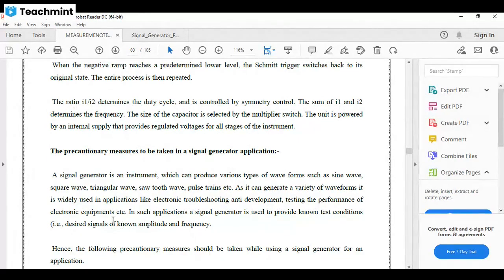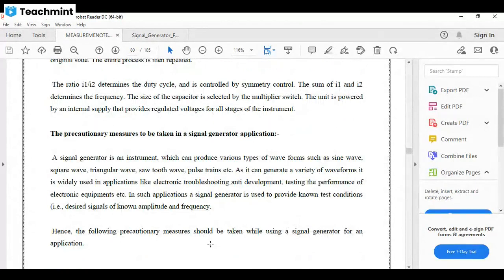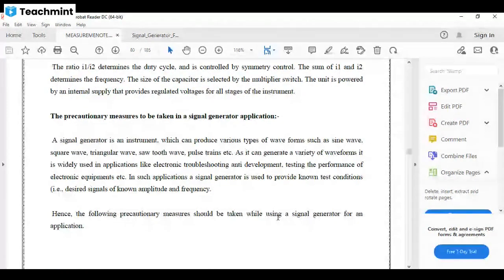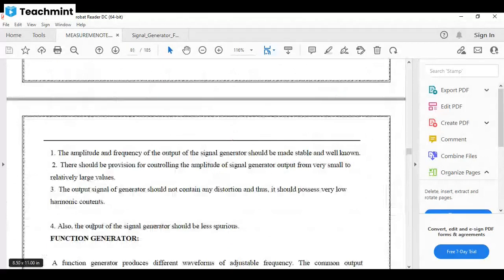Okay, so in such applications, the signal generator is used to provide a known test condition, means a desired signal of known amplitude and frequency. Hence, the following precautions should be taken while using the signal generator for an application. Number one is that the amplitude and frequency of the signal generator should be stable and well known.